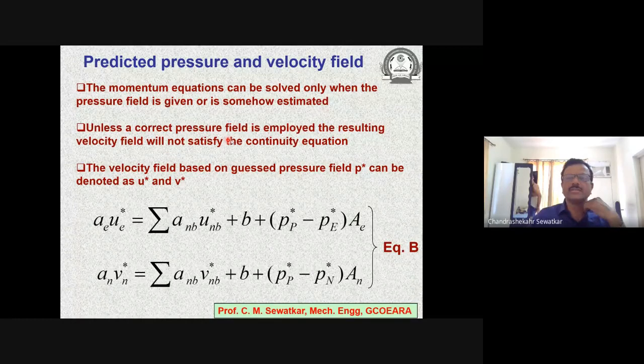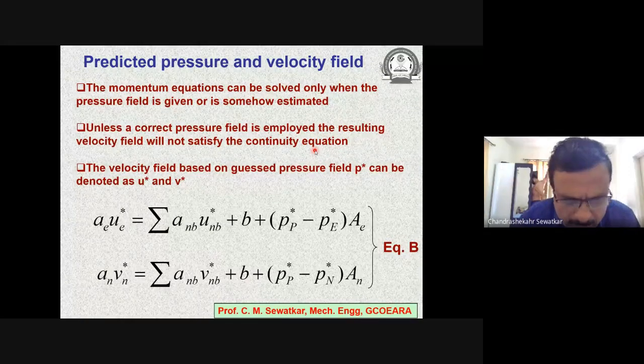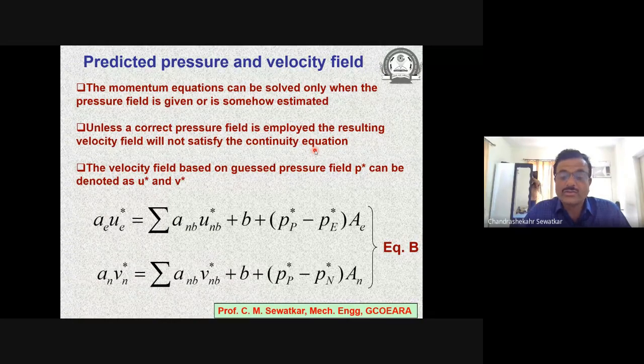Unless a correct pressure field is employed, the resulting velocity field will not satisfy the continuity equation. So what we are going to do is see every time whether my continuity is satisfied or not. That has to be ensured. And if the continuity is satisfied, it means whatever pressure field we guessed or estimated is correct, and the corresponding velocity field is also correct.